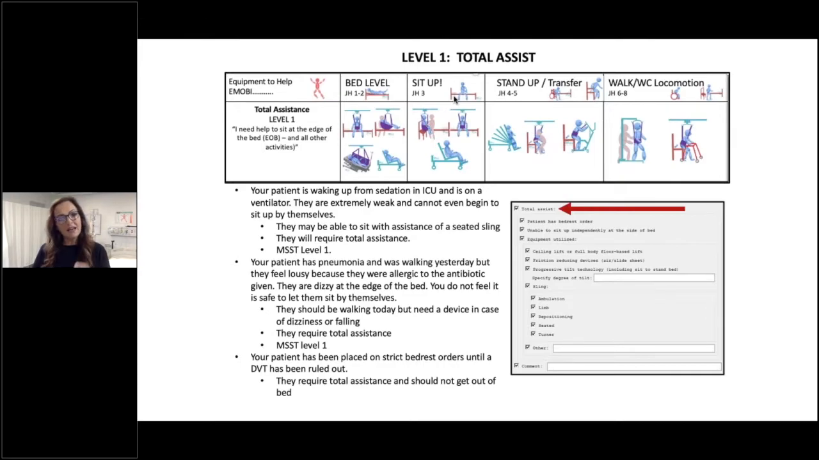They are going to be level 1 total assistance. They may be able to sit with assistance of a seated sling, but they will require total assistance and they are going to be level 1. Let's think of another patient.